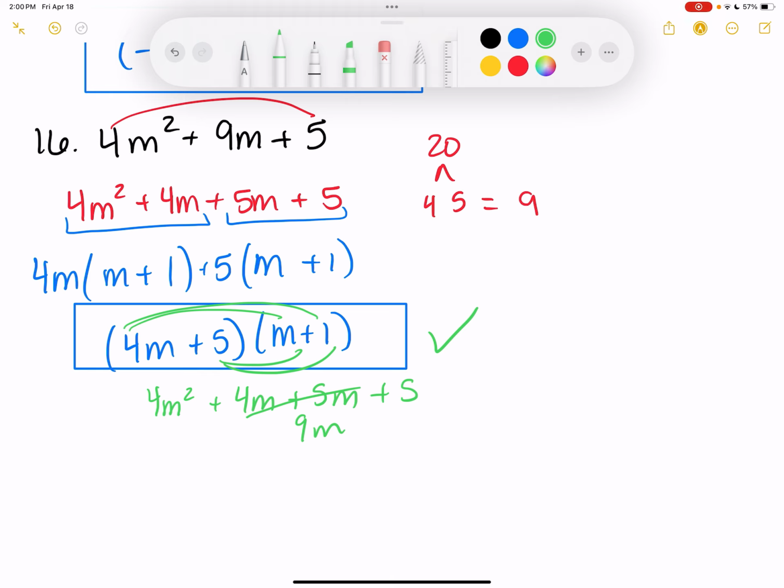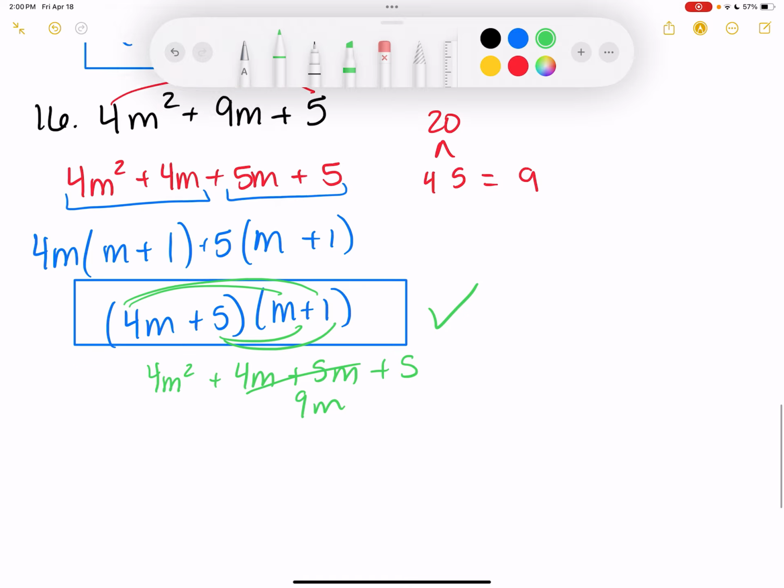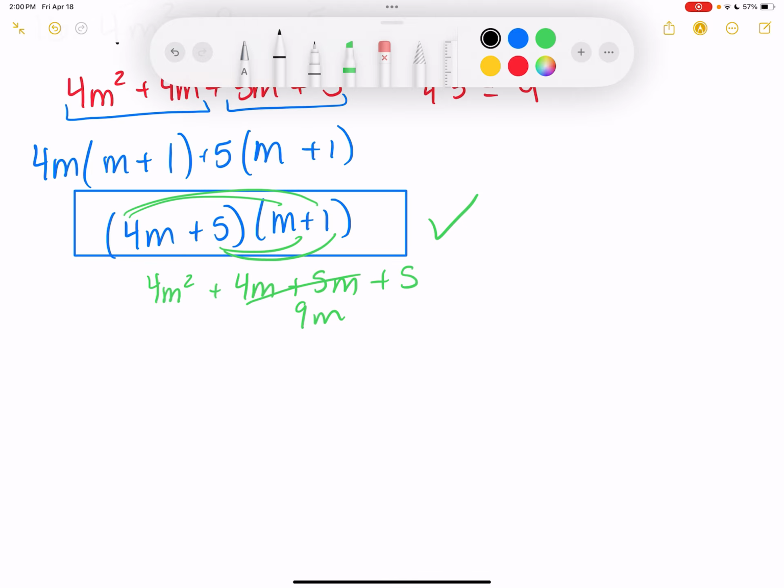All right, one more that I want you to do on your own to try with negatives in it. Number 20, negative 5b squared plus 7b minus 2.